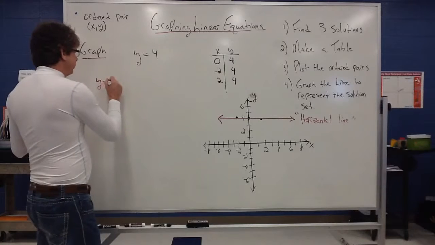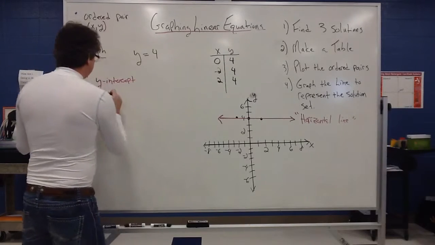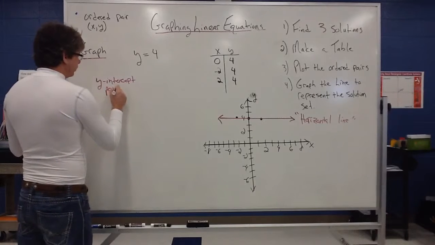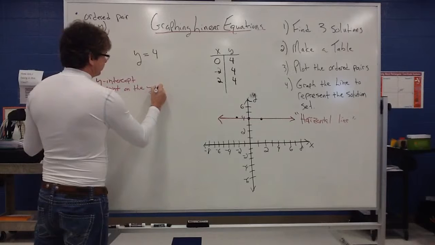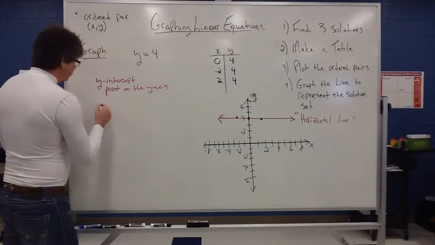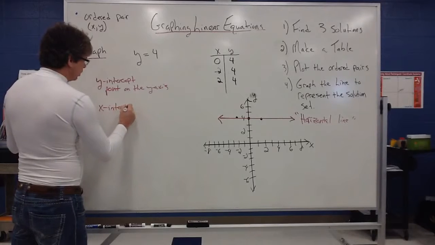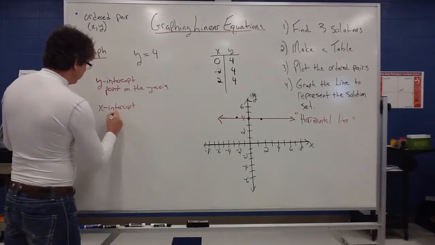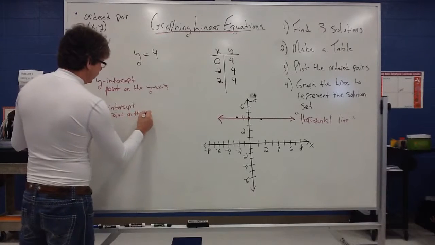So a y-intercept is a point on the y-axis, which leads us to then an x-intercept would be a point on the x-axis.